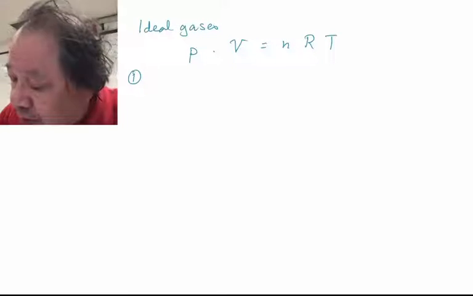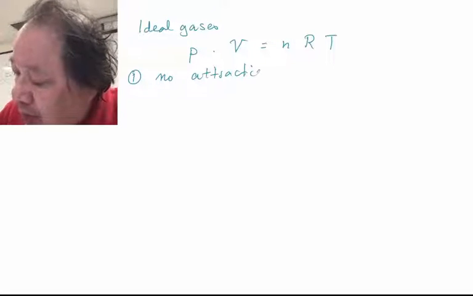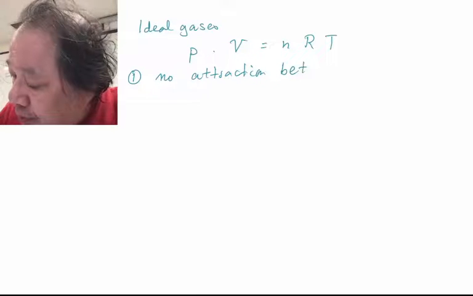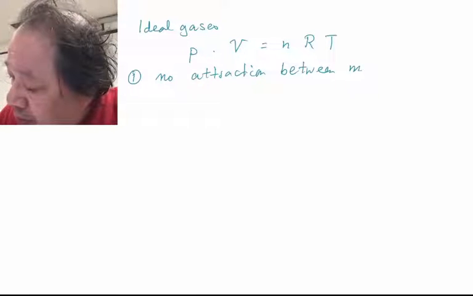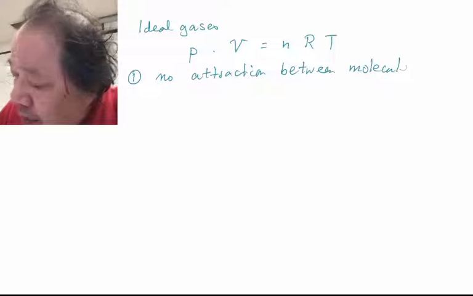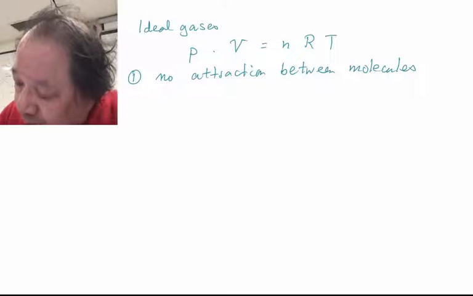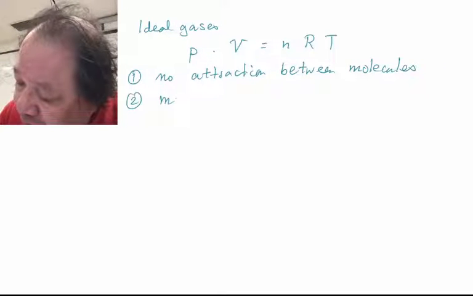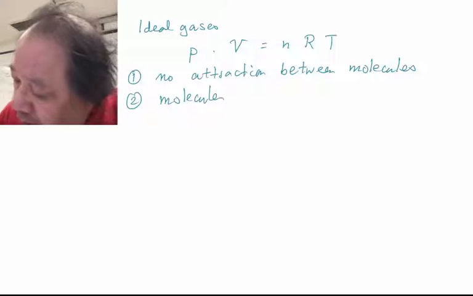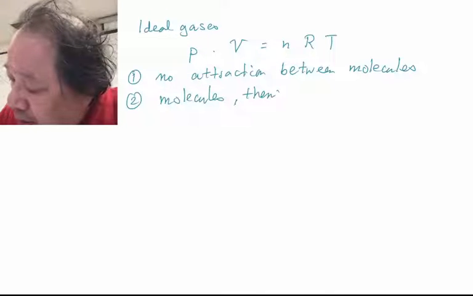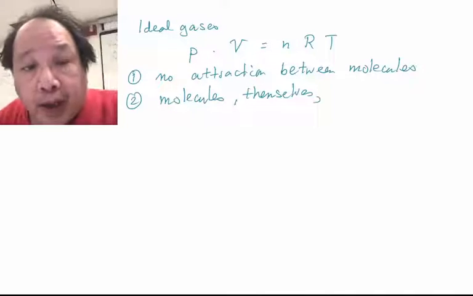The first assumption is that there is no attraction between molecules. And the second assumption is the molecules themselves occupy no volume.